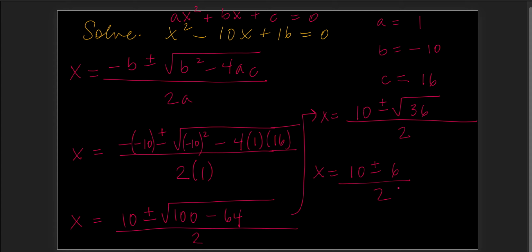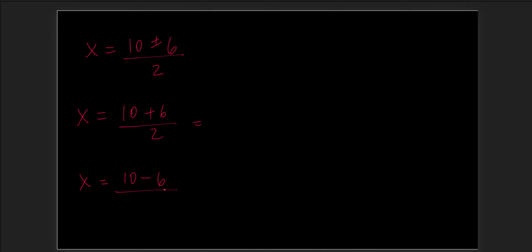I think I'm going to need the next slide. So x equals 10 plus or minus 6 over 2 is what we had. Since we have all numbers that are nice and simple, we can simplify this. You'll have 10 plus 6 over 2 and work that out, and you'll have 10 minus 6 over 2 and work that out. So 10 plus 6 is 16 over 2. 16 over 2 is 8.